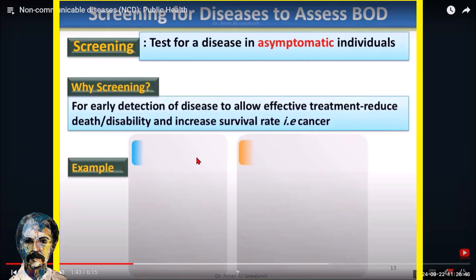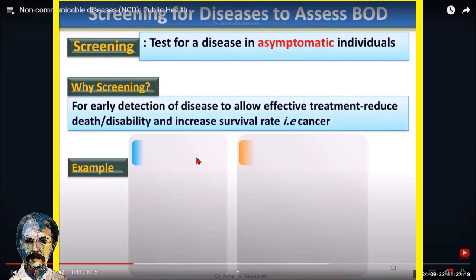Okay, so early detection. Let's say for cancer in general, we have 5 stages: stage 0, 1, 2, 3, and 4. If you detect the patient when he or she is in stage 0 or 1, very likely, maybe in stage 0, he's going to be completely cured. There's a high possibility. But if you detect the patient at stage 4, very unlikely.